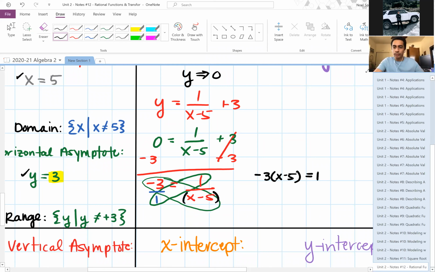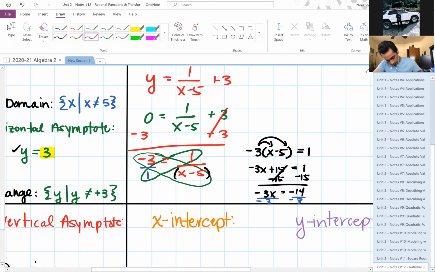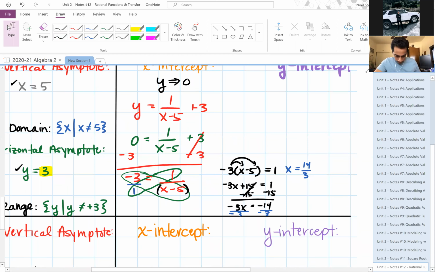I'm sure you've probably seen this at some point. So then multiply here, you get negative 3x. Negative 3 times negative 5 is plus 15, equal to 1. So then from here, you would subtract 15. Negative 3x is equal to negative 14. And then you divide both sides by negative 3. So what you're getting is x is equal to 14 over 3. That would be the x value of the intercept.